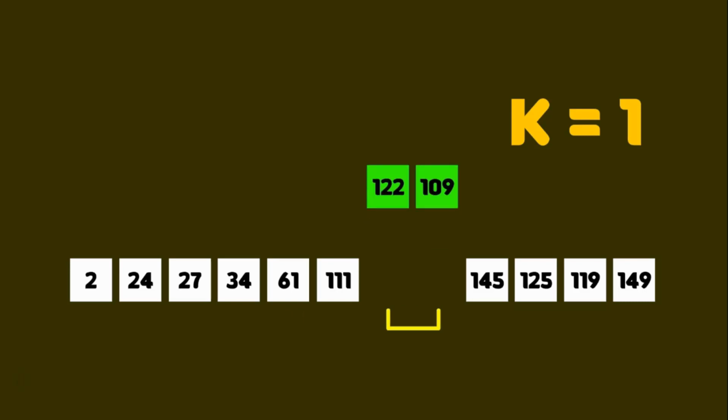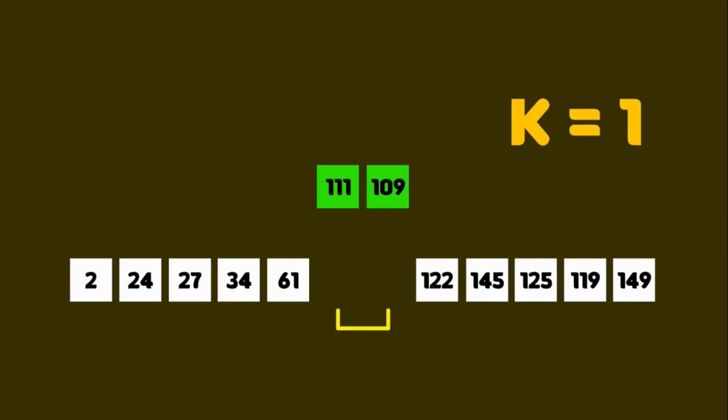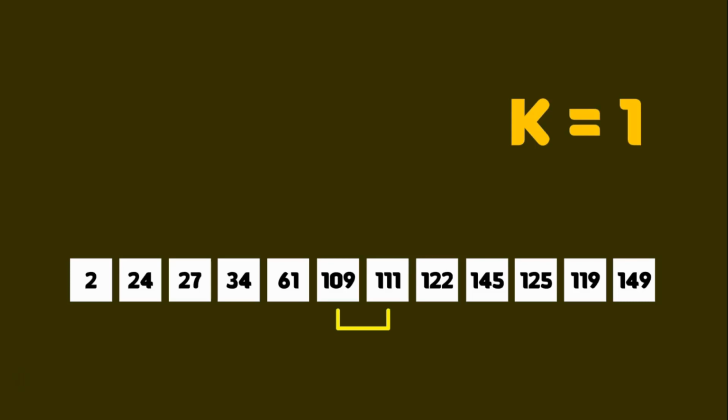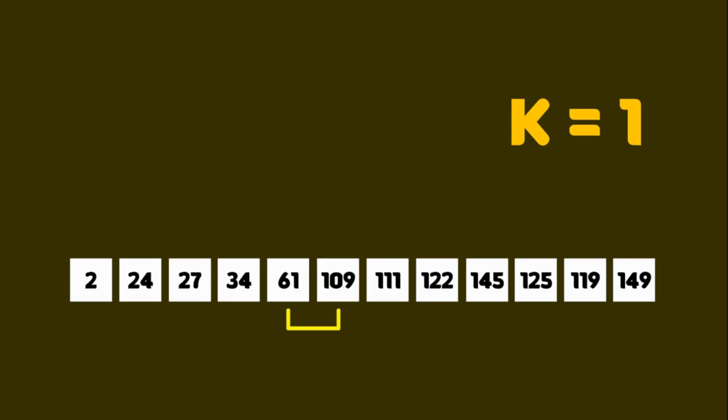Then comes 122 and 109. 109 is placed in the position which is lesser than 122. So now 109 is again compared with 111. As you can see, 109 is less than 111. It is again swapped to that particular position, because we are checking with a gap sequence of 1 with respect to shell sort. Then comes 61 and 109, which is proper. We compare it with the earlier elements also.